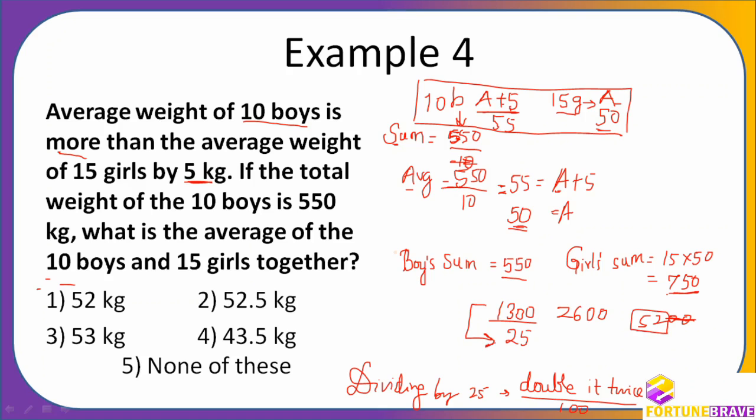Whenever you are dividing by 25, you double it, then double it again, and divide by 100, that is, you remove the last 2 decimals. So 52 is your right answer. Right, my dear friend? Okay, so let us go to the next question.